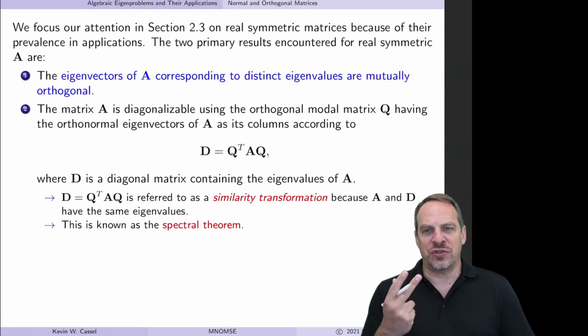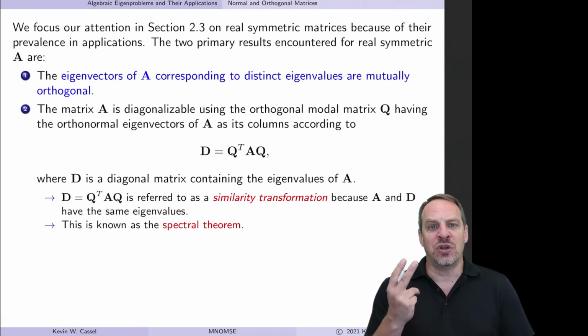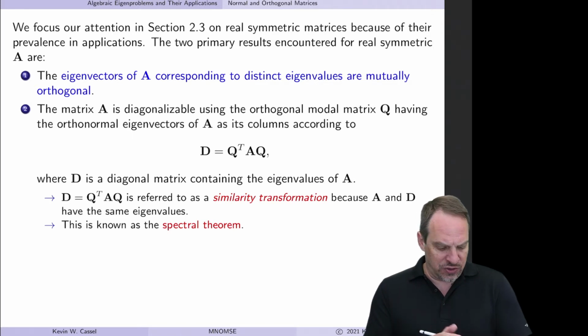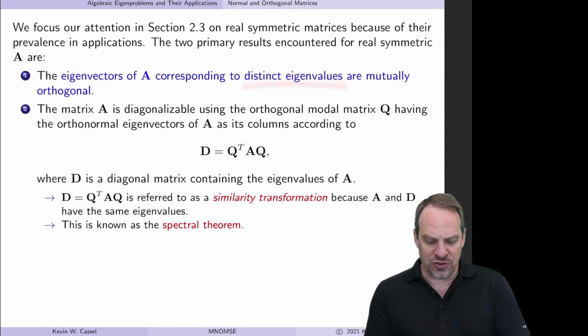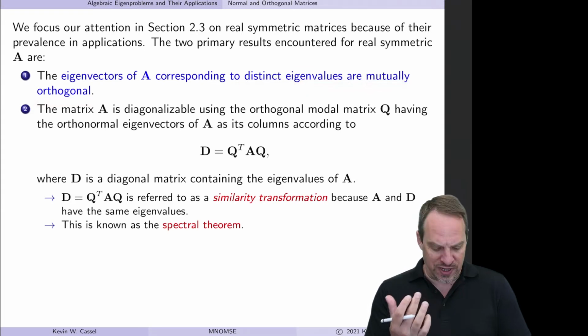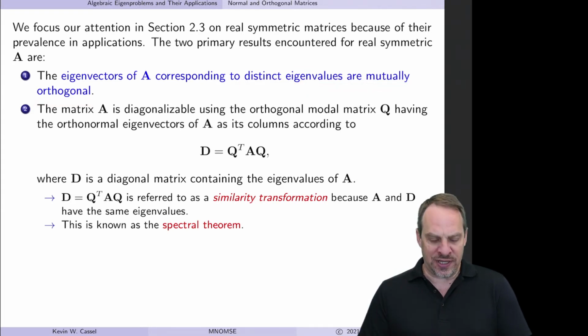So let's just remind ourselves the two basic properties that we have derived for a real symmetric matrix A. The first one was we found that the eigenvectors of A corresponding to distinct eigenvalues are always mutually orthogonal. We could prove that, and we did. And then the second thing that we showed in the last video was that matrix A is diagonalizable using the modal matrix Q, which is comprised of the orthonormal eigenvectors of A. So Q transpose times A times Q will produce a diagonal matrix D with the eigenvalues down the diagonal. We call that the spectral theorem. It has to do with this diagonalization property.